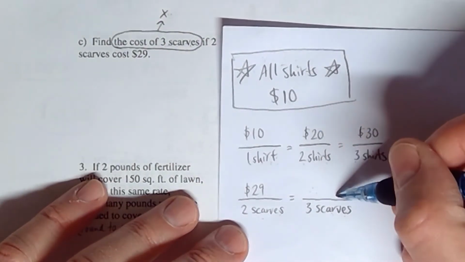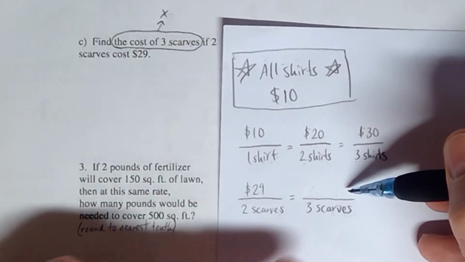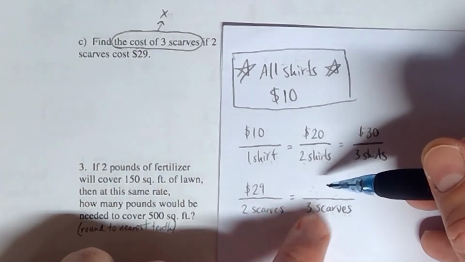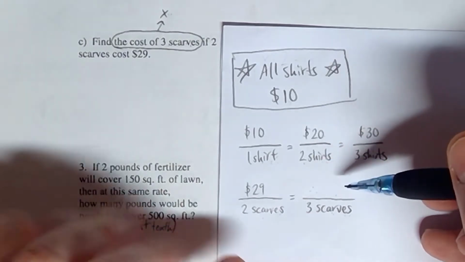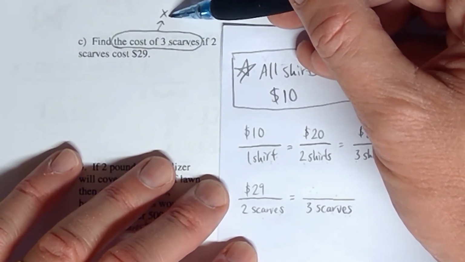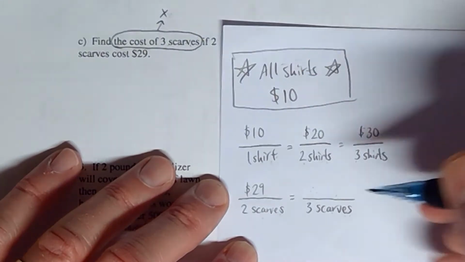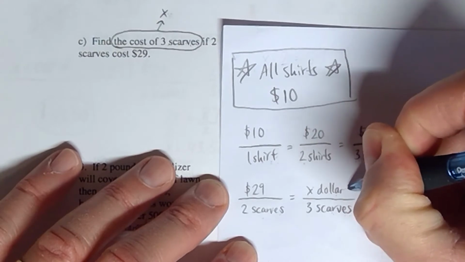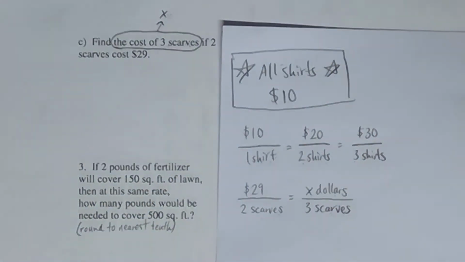So you have to have the dollar amount for the 3 scarves here. Remember, it's the total cost of all the items on the bottom of the fraction. That's what you put on top. So what's the total cost of all 3 scarves? We don't know what that's equal to, but we have a variable for that, right? Remember, X represents the cost of 3 scarves. So what we do on the top, you guys, is we put X dollars. You could put a dollar sign there too, but usually you don't put a dollar sign next to X, so I just put the word dollars.